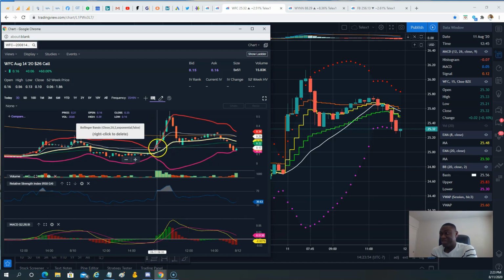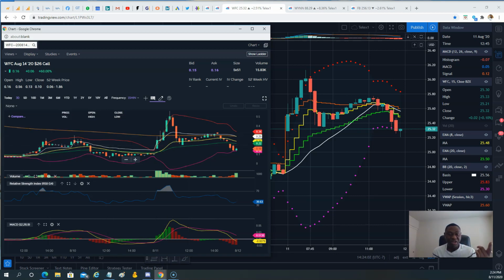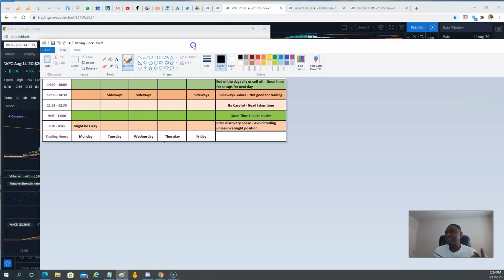So this is 15 minutes, this is 30 minutes, this is 45 minutes, this is an hour, okay, folks. If you have the trading clock, could I bring it up? Let me bring it up, because we have talked about this, but it's something that never gets old. So here's the trading clock for us.